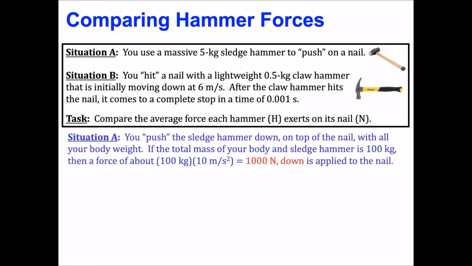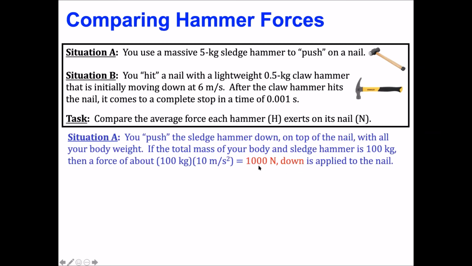So for situation A, let's just imagine you push on the sledgehammer by placing the head of the sledgehammer down on top of the nail, and then you basically lean into the sledgehammer with all of your body weight. If the total mass of your body weight and the sledgehammer together is about 100 kilograms, and we're trying to apply some sort of weight force to that nail via the head of the sledgehammer, then this mass times roughly 10 meters per second squared for the acceleration due to gravity is going to result in about a 1,000 Newton downward force that we're able to apply to the nail. So in this case, the sledgehammer is able to push on its nail with a downward force of about 1,000 Newtons.